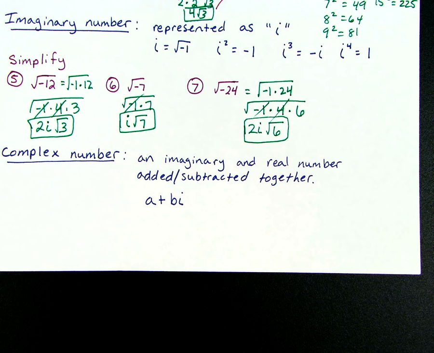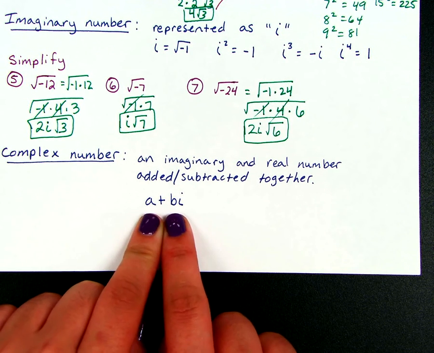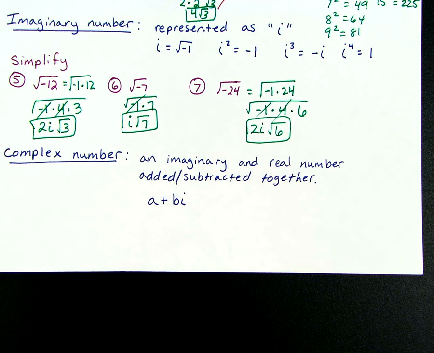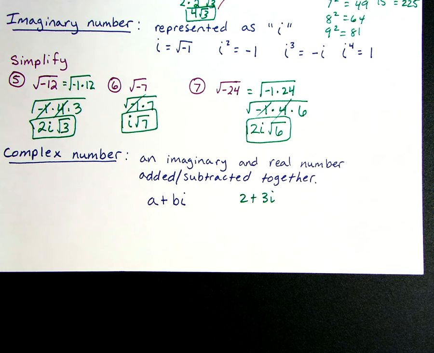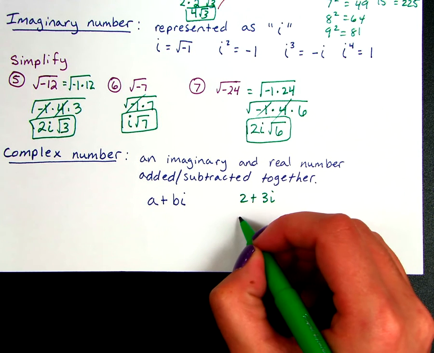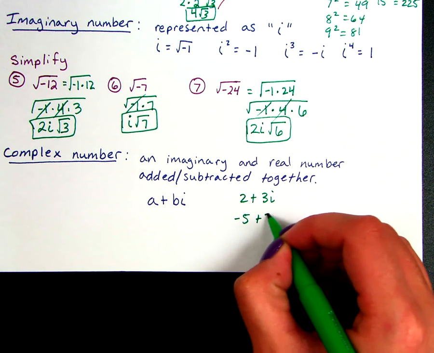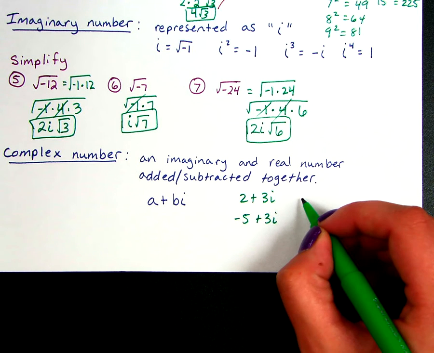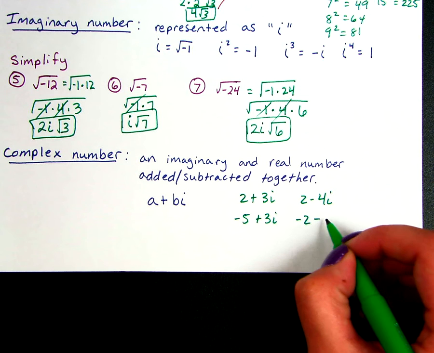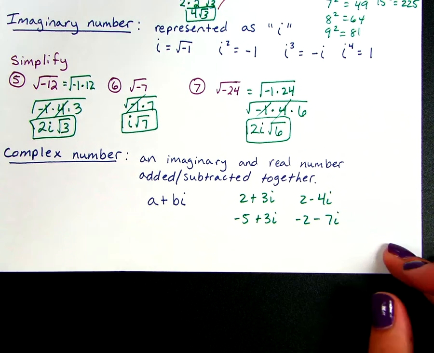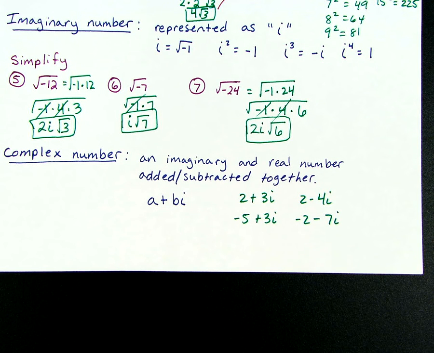Now we also have something called the complex number. This is an imaginary and a real number that are being added or subtracted together. So this is the general form where we have a plus bi. An actual example would be something like 2 plus 3i. Or we could have negative 5 plus 3i. Or even 2 minus 4i. Or negative 2 minus 7i. Those are all examples of a complex number.